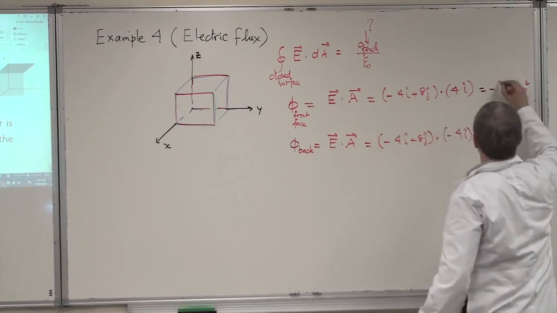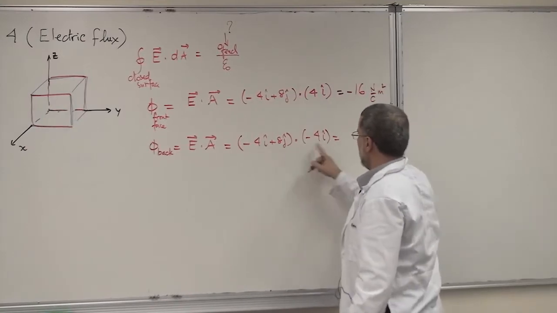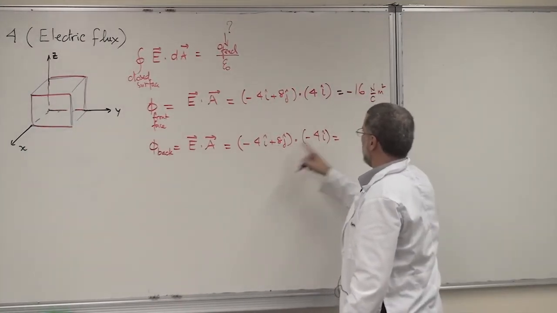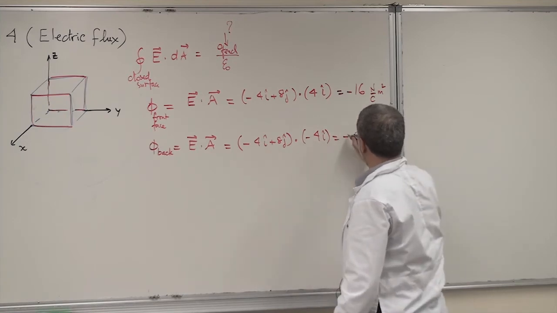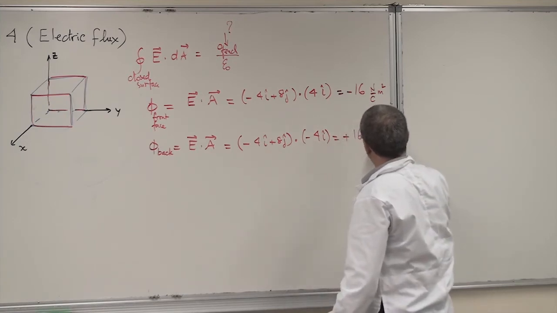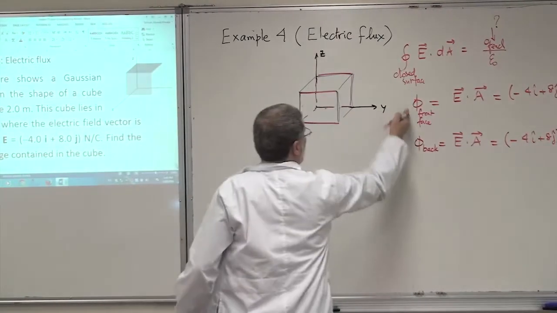Sorry, 4 times 4 is 16, not 8. I was adding them somehow, but it's minus 16 for the front. And here, j dot i will give me 0, i dot i will give me 1, and minus 4 will give me plus 16 Newton per Coulomb meter square, okay? That's the front face and the back face.